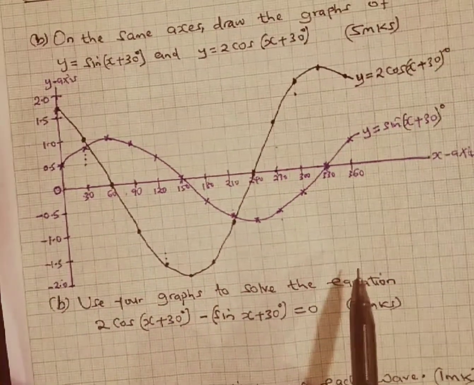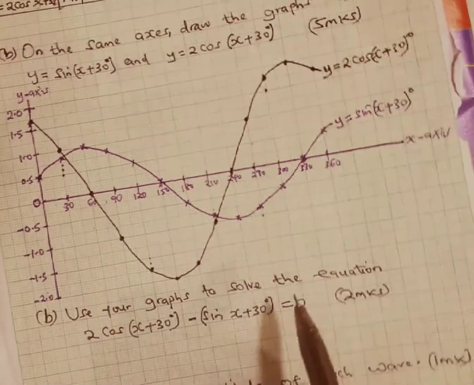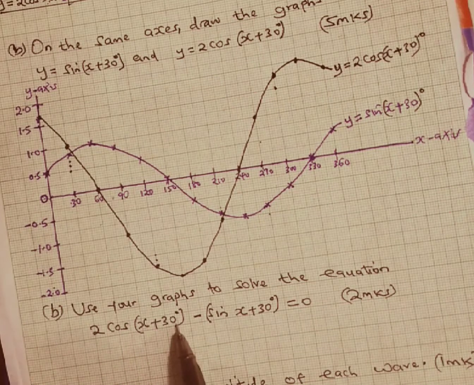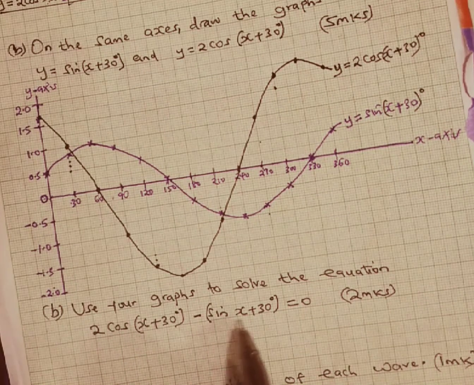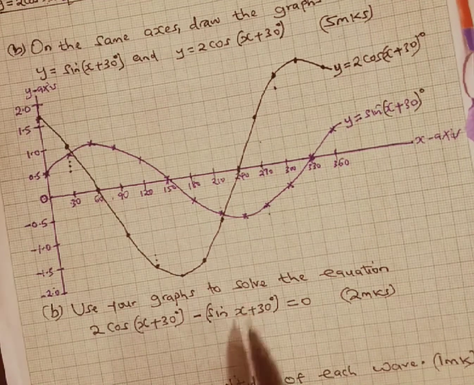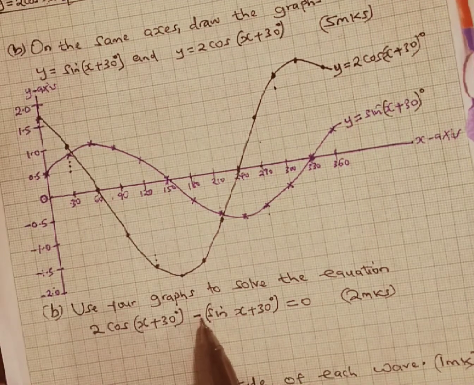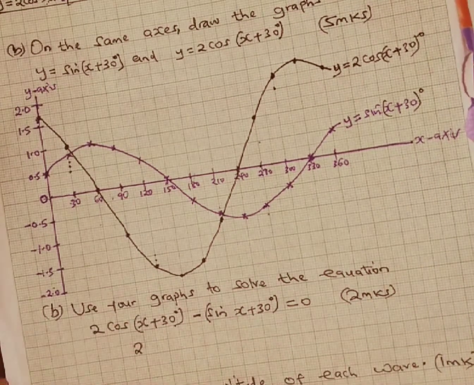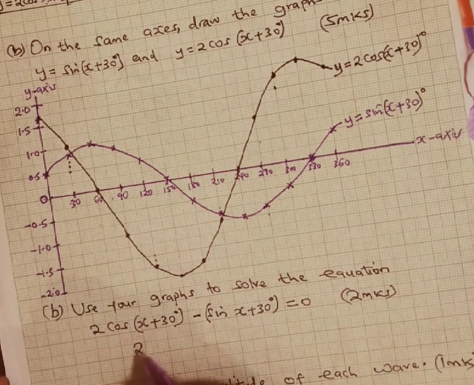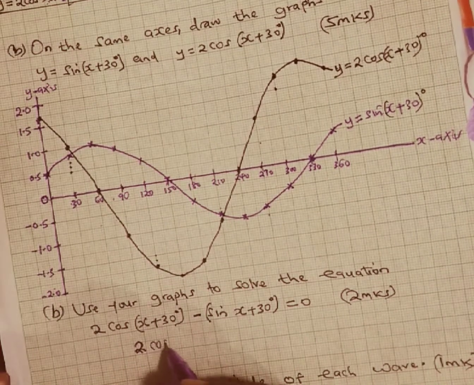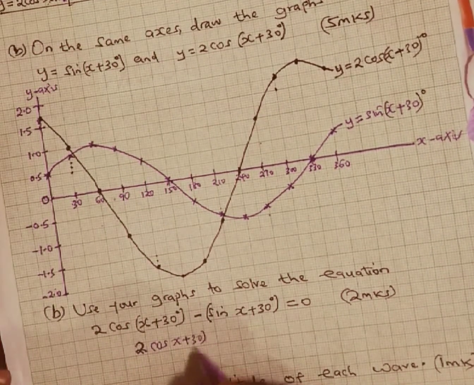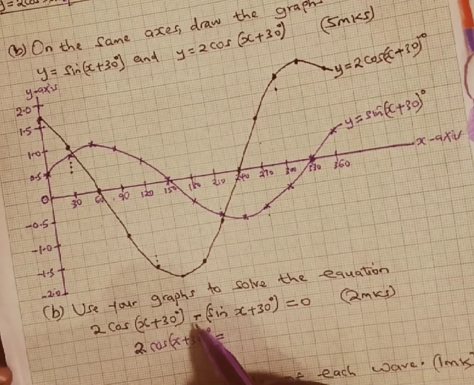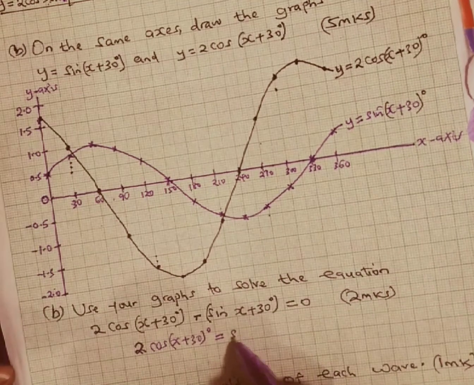Then we move down where we are supposed to use your graphs to solve the equation 2 cos(x + 30) minus sin(x + 30) equals 0. This question is very simple. Simply take this one to the other side such that we have 2 cos(x + 30) degrees is equal to, because this one is negative, if it crosses the other side it becomes positive, sin(x + 30).